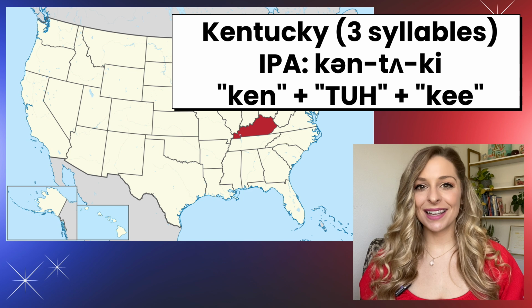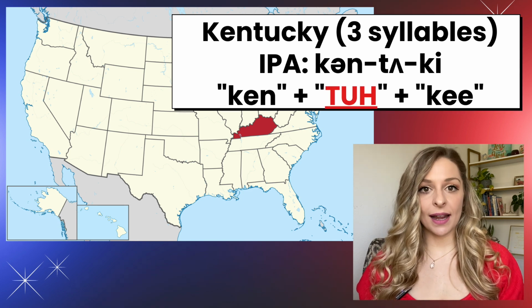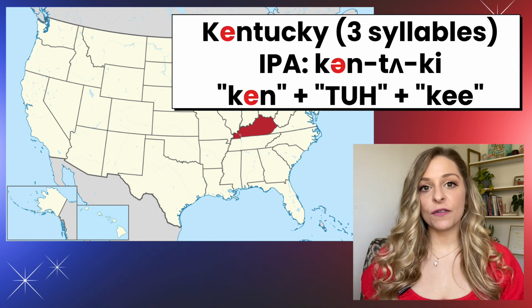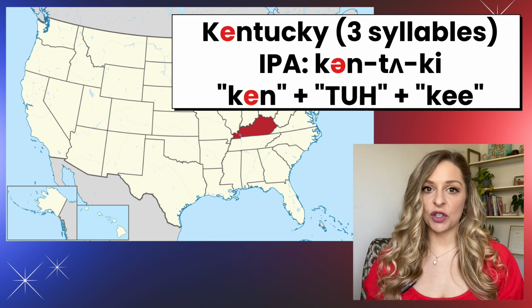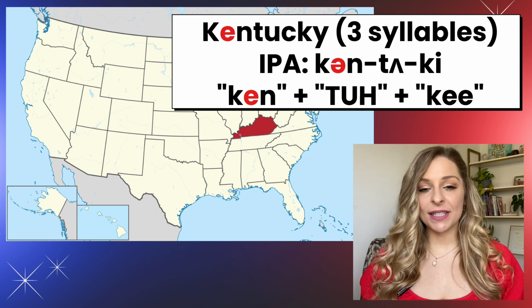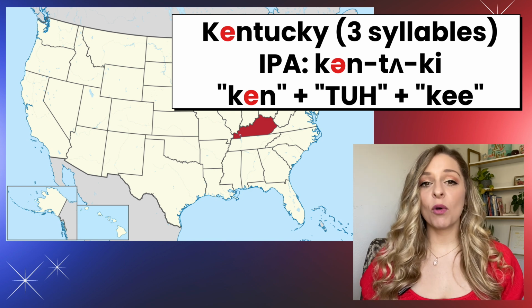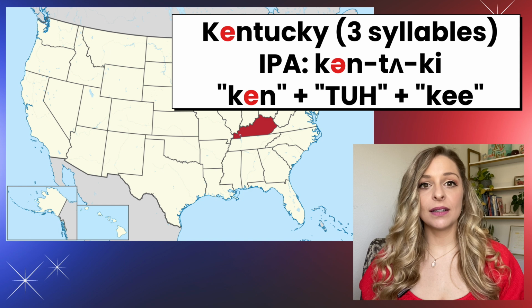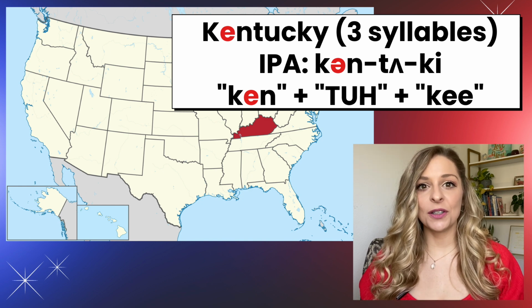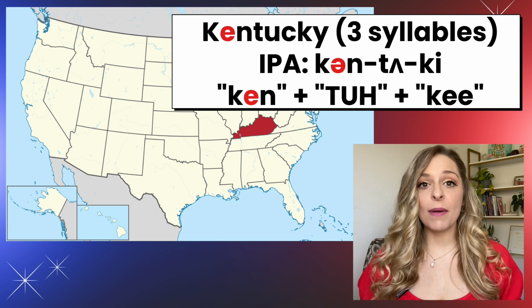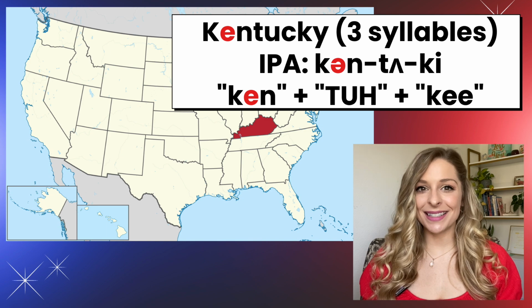Kentucky. Since we stress the second syllable, the vowel in the first syllable gets reduced to a schwa. So we don't really emphasize the e in Kentucky. We reduce it more to a schwa. Kun, Kentucky. If it helps, you can even think about completely deleting that first e and just say kun, Kentucky.